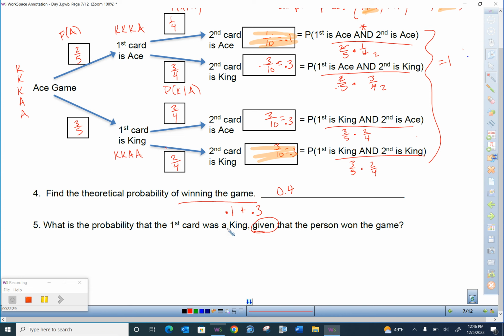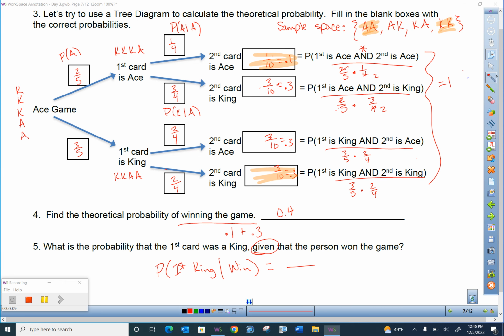We want the probability that the first one's a king, okay, given that the person won the game. Okay, so remember, we're starting with the winners. Well, we just found the probability of winning the game was 0.4. Okay, but it's also this highlighted section. So what I'm going to have you do, if you don't have a highlighter handy, just write win on the top of these two. Okay, and that's our 0.4 that's going to go on the bottom.